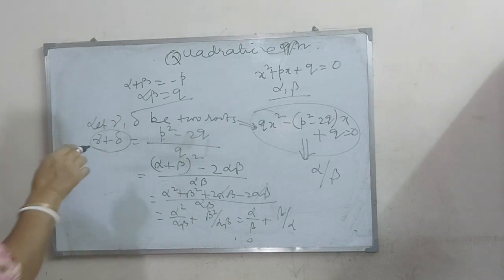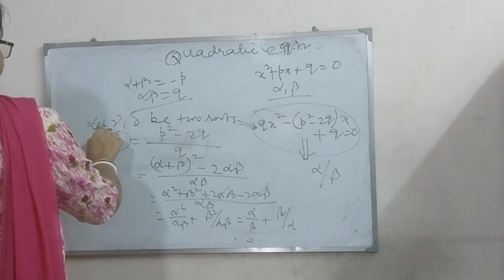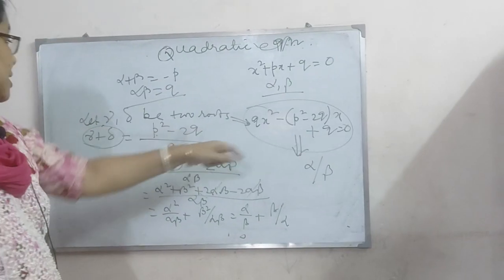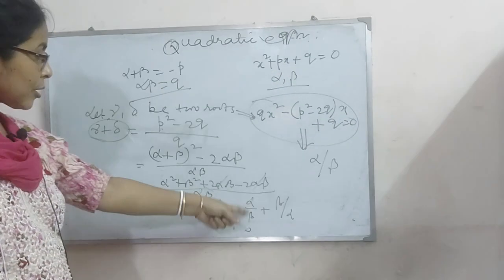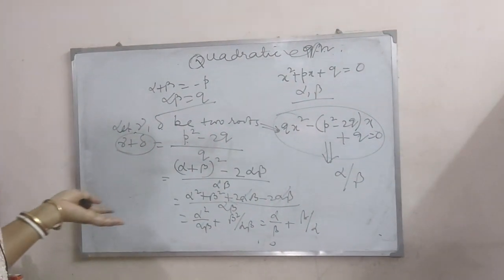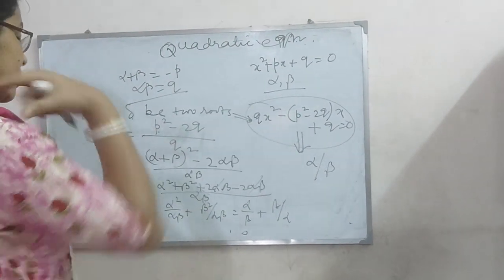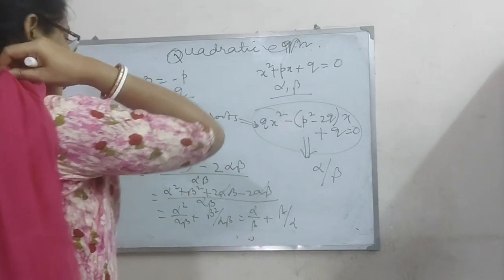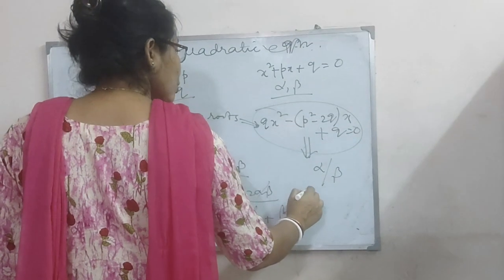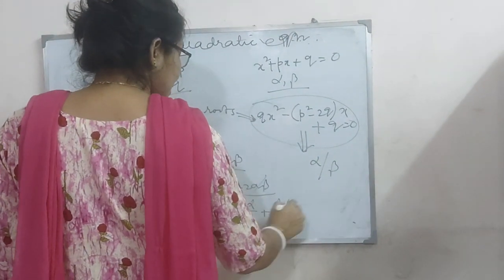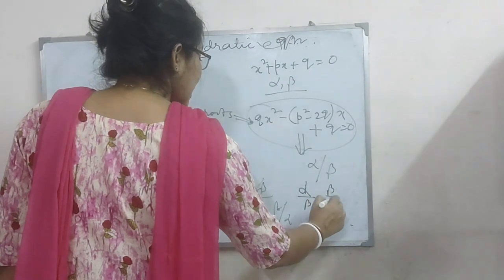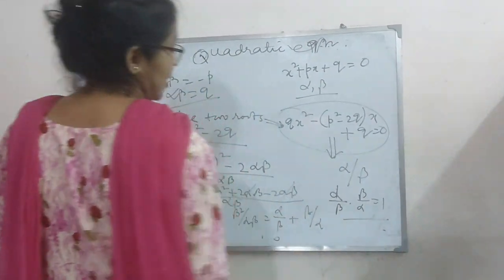The roots of this equation are gamma and delta, and the sum of the roots equal to alpha by beta plus beta by alpha, that means one root is alpha by beta and the second root is beta by alpha. And for the product of the roots, from the equation I will get product of the roots equal to q by q, that is 1. And the product of alpha by beta and beta by alpha is also 1.